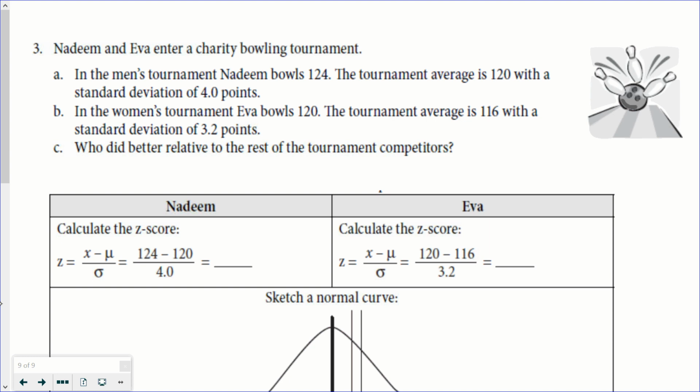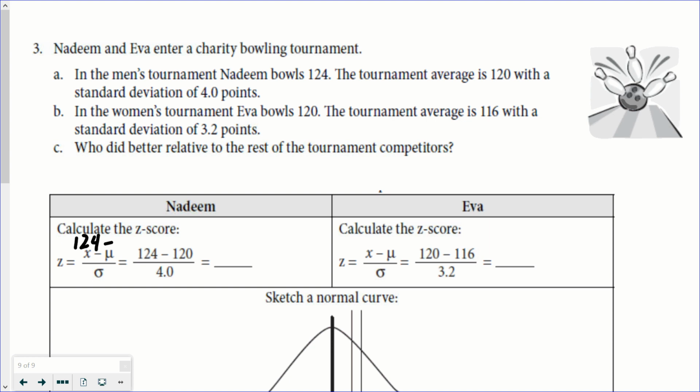So overall, if you just compared Nadim and Eva, well, Nadim scored a higher score than Eva. 124 is higher than 120. But we want to compare them to the rest of the people in their tournament. So we need to calculate the Z scores for both Nadim and Eva in order to be able to compare them.